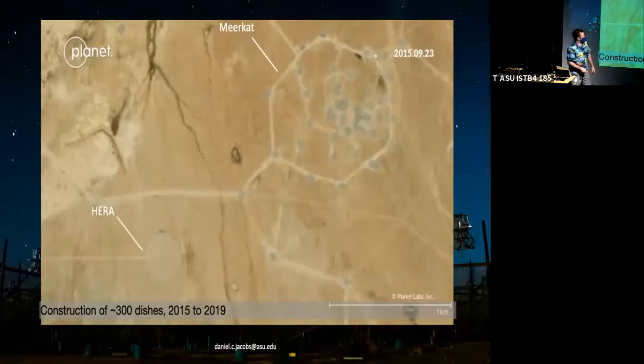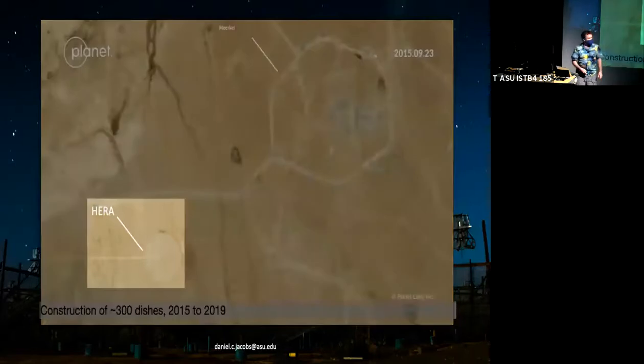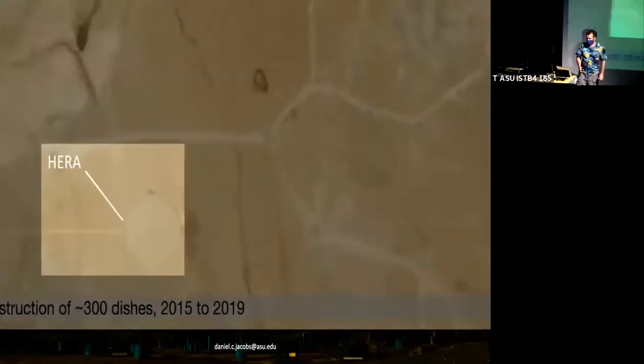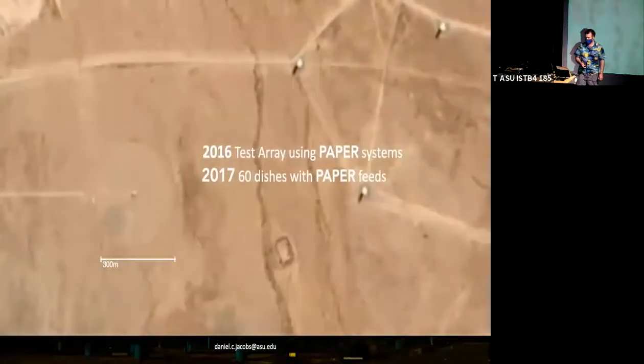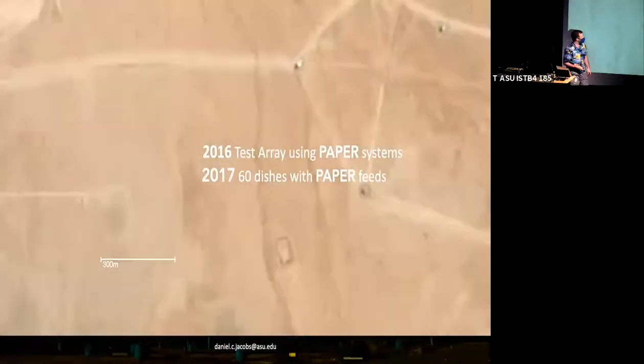HERA is this circle down here. I'll zoom in on it. Is it going? Nope. It is going. So there's the timeline.